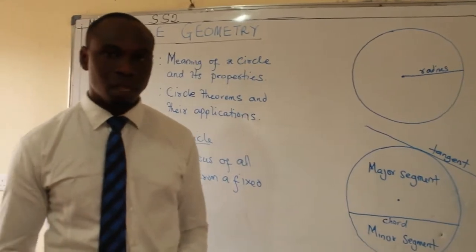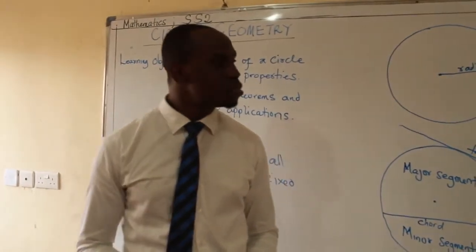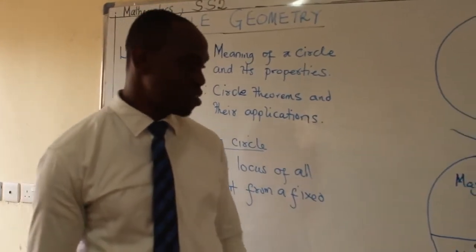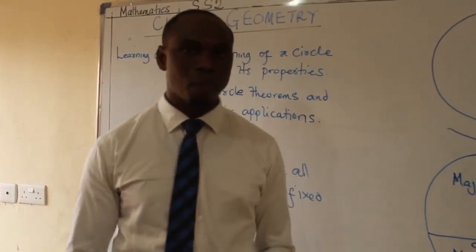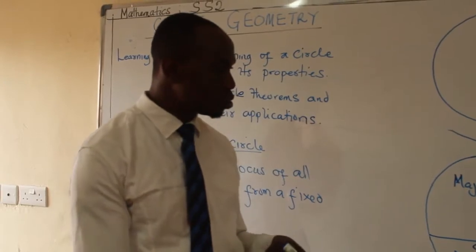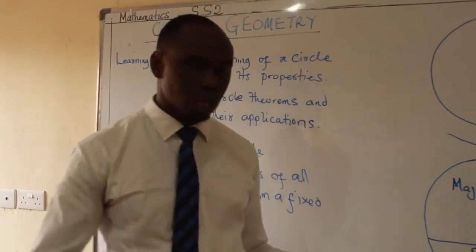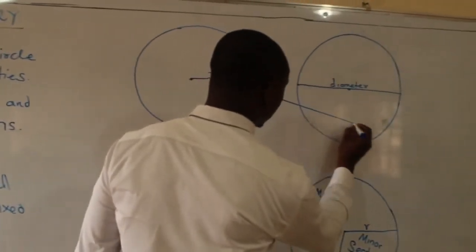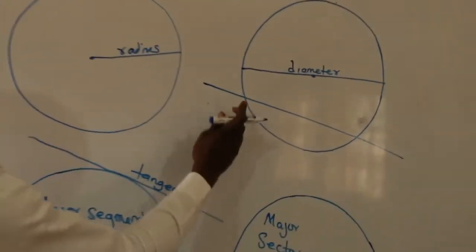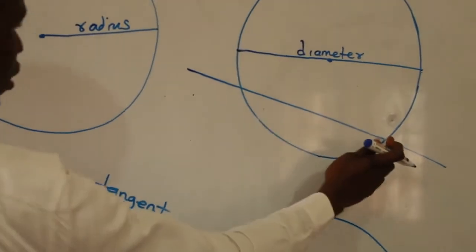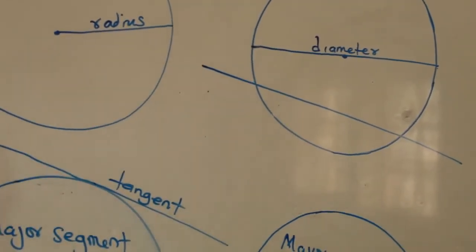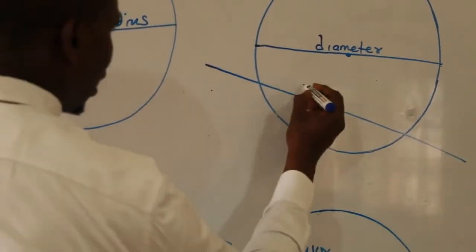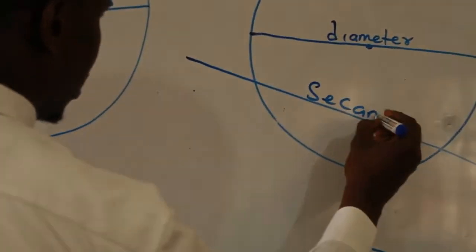Another property that I will mention to you is the secant. The secant is very similar to a chord, but the secant is drawn to cut across the circle. So I'm going to draw my line to cut across the circle. If I had started here and stopped here, it would have been called a chord. But because I went past it, that line is called a secant.